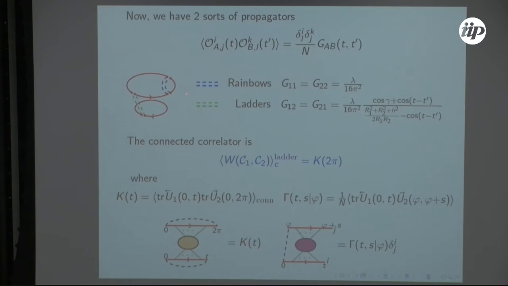You have a rainbow when the two operators are in the same loop. And we already seen, this is the same as before, this is just a constant because this is a circular Wilson loop. But you can also take a propagator that connects a point in the first loop with a point in the second loop, and we are going to call ladders here. Although in my original definition both of them are ladders, let me call ladders for the rest of the talk those propagators that connect two different loops. But those are not constant. So those are this complicated function of cos t minus t prime.